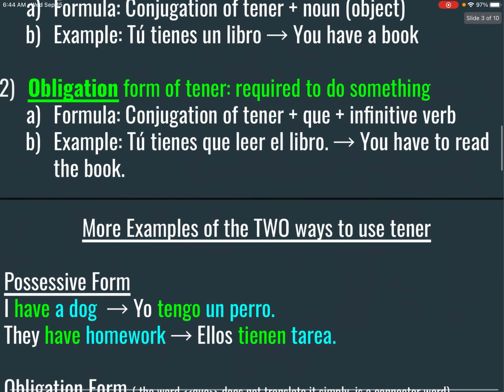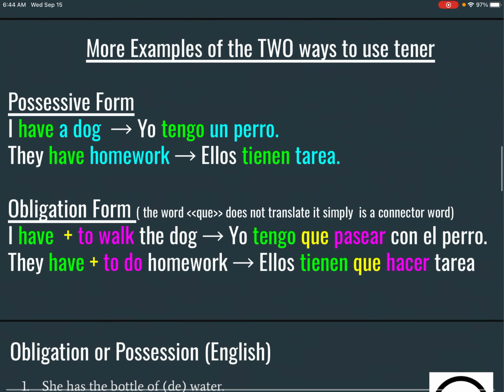Here are examples for those of you that like color coordination. The green is the conjugation of tener, the blue is the noun, and then on the second one for obligation, the green is tener and the purple is the verb. Que is our connector that doesn't really translate. It says, I have a dog, yo tengo un perro; they have homework, ellos tienen tarea. Versus I have to walk the dog and I have to do the homework. We put in verbs: tengo que pasear, tienen que hacer la tarea.